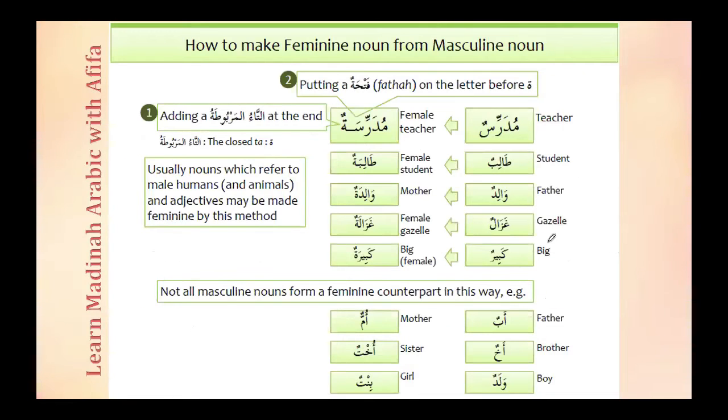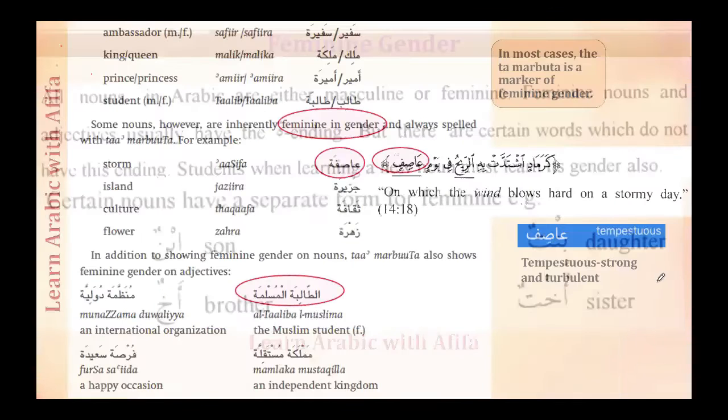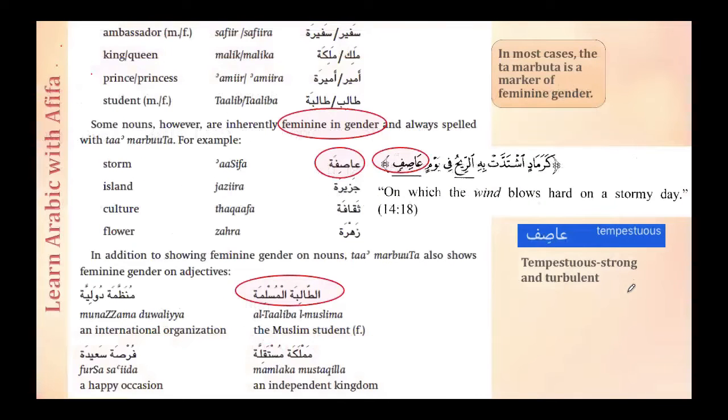there are, okay, just a second here. The slide skipped. We were right here. So there are certain words which are always feminine in gender and always spelled with a ta marbuta. So these are also easy to identify because they will always be even spelled with a ta marbuta.